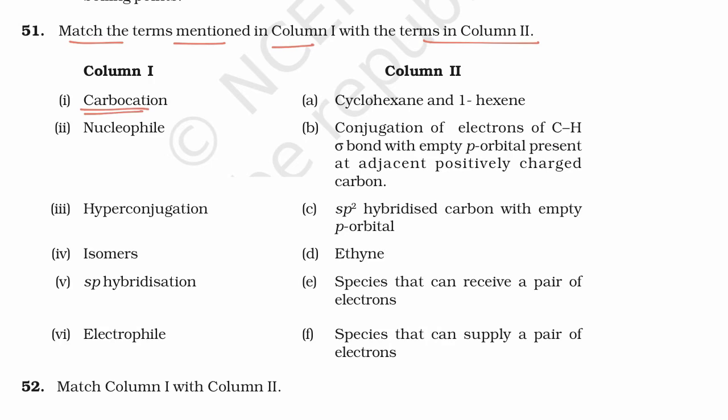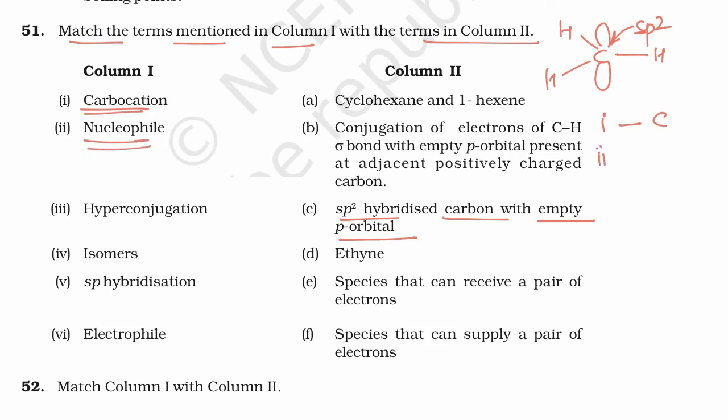Match the terms mentioned in column 1 with the terms in column 2. First, carbocation. Carbocations are sp2 hybridized carbons with an empty p orbital. They have 3 bond pairs and 1 unhybridized orbital, so carbocations are sp2 hybridized. So first, C. Nucleophiles are those species which have a pair of electrons of high energy, so they can supply a pair of electrons. So 2, F.